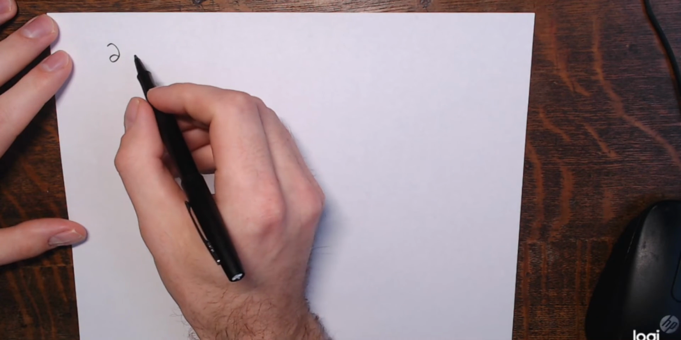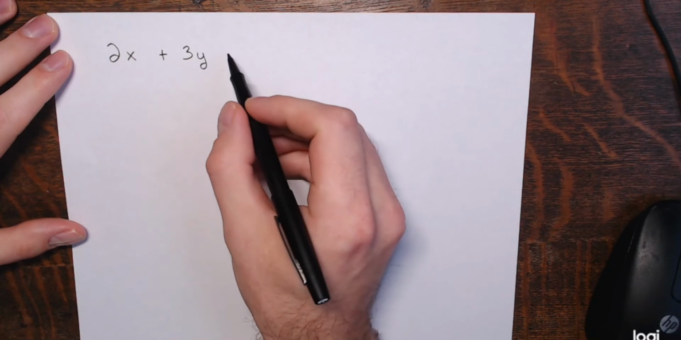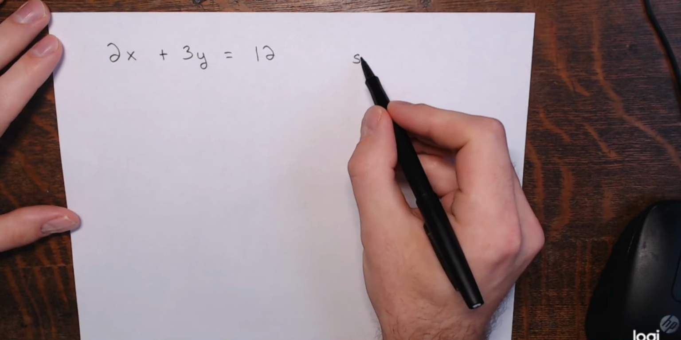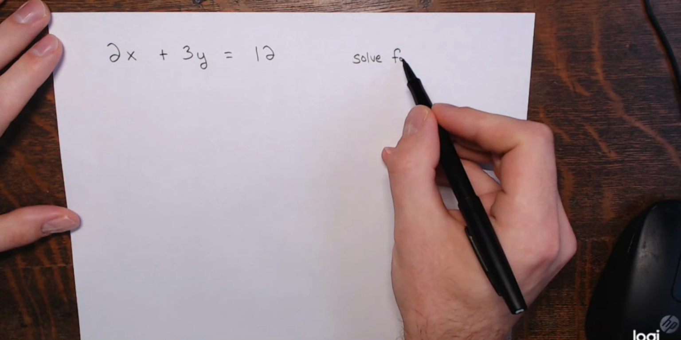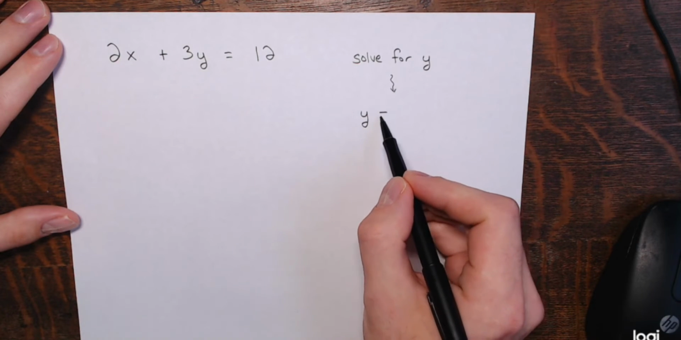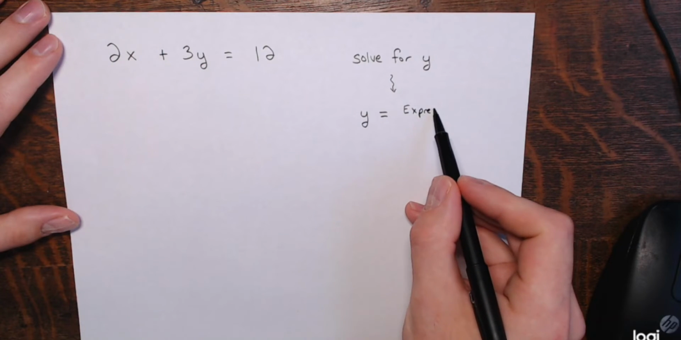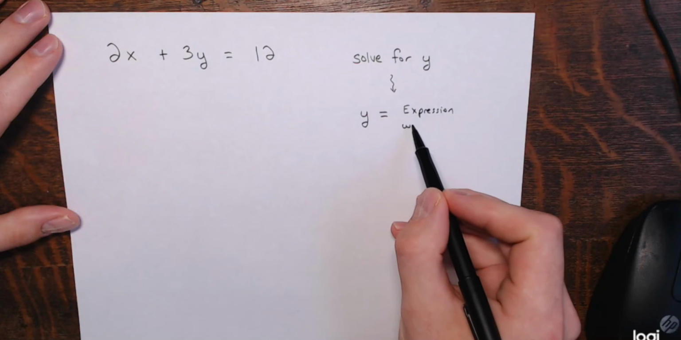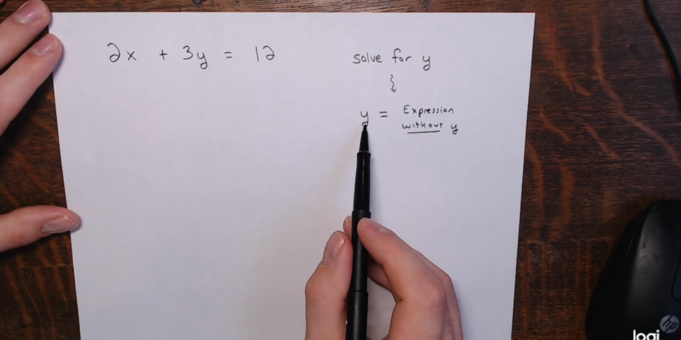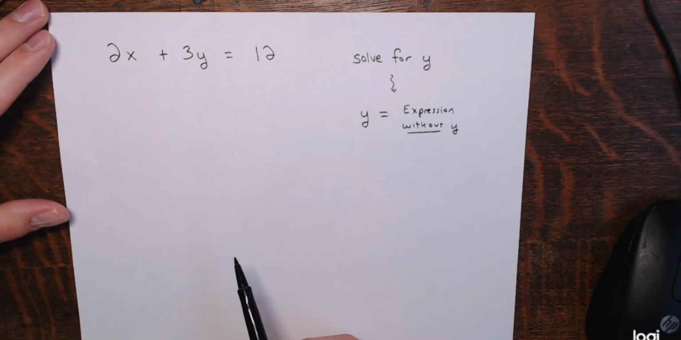So the equation we're given is 2 times x plus 3 times y equals 12. And then we're asked to solve for y. So that means I eventually want y by itself equals, and then over here some expression without y. So y on one side all by itself, coefficient of 1, equals some expression without y on the other side.